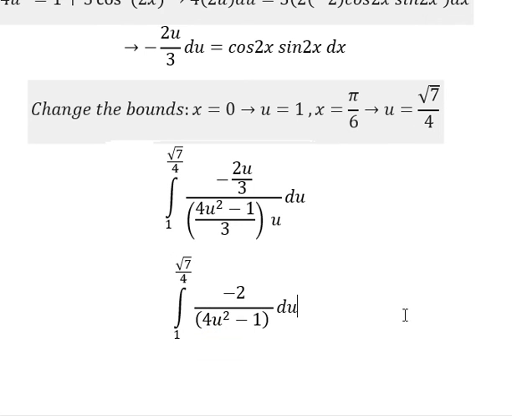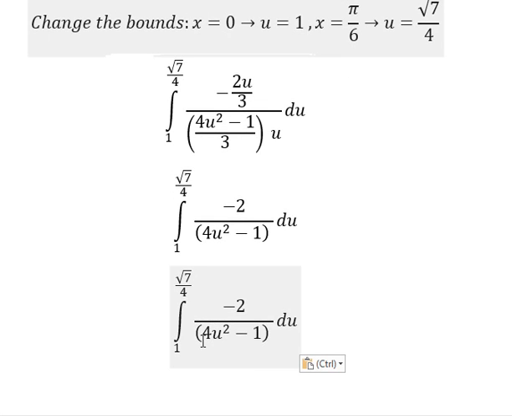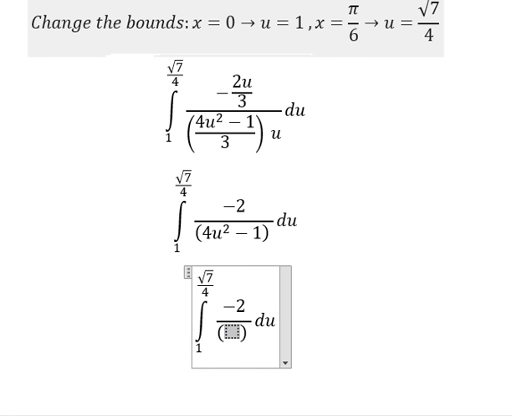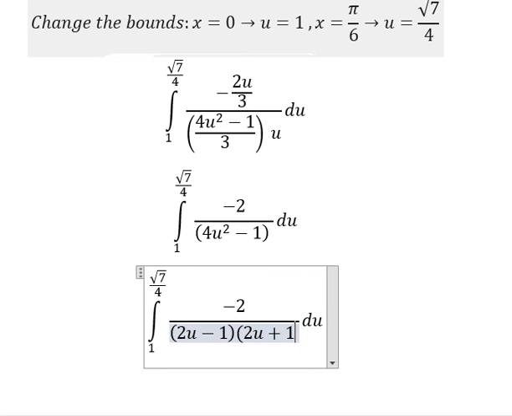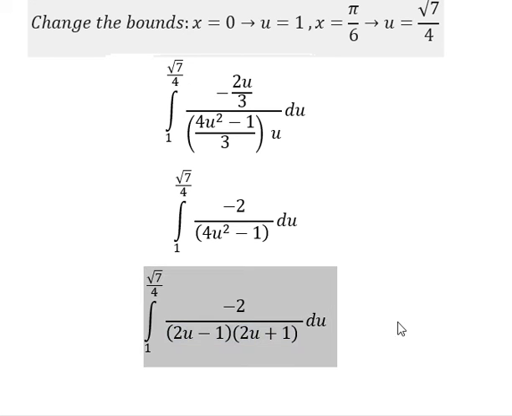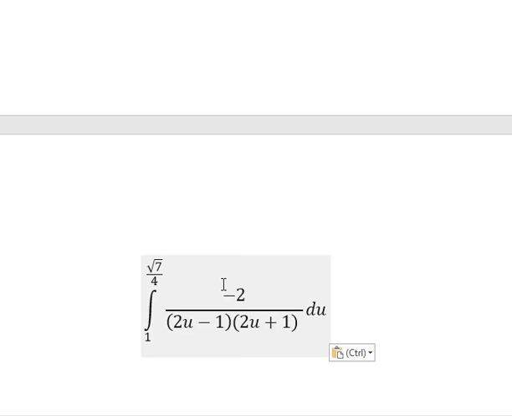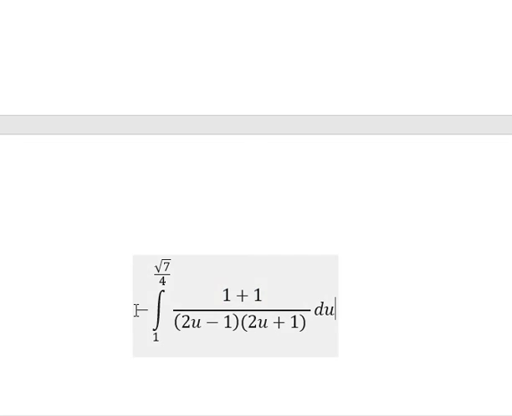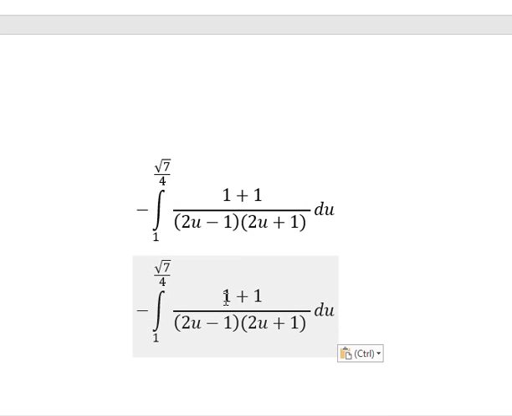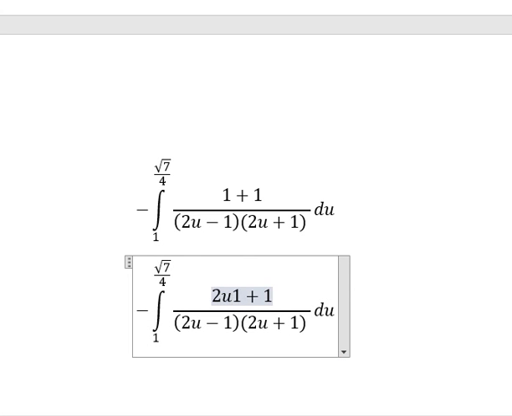Now 4u squared is 2u minus 1 and 2u plus 1. Now I will put the negative in here. Number 2 is 1 plus 1. We need to add 2u. Later, we need to minus 2u.